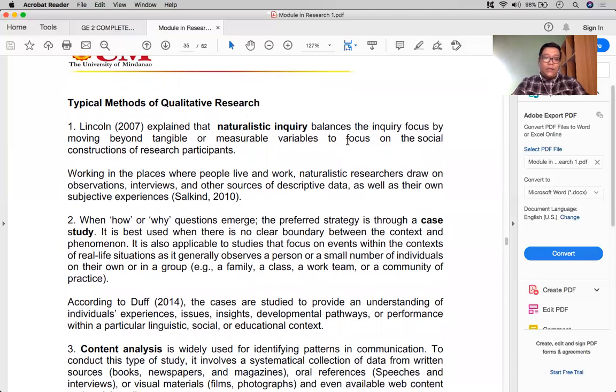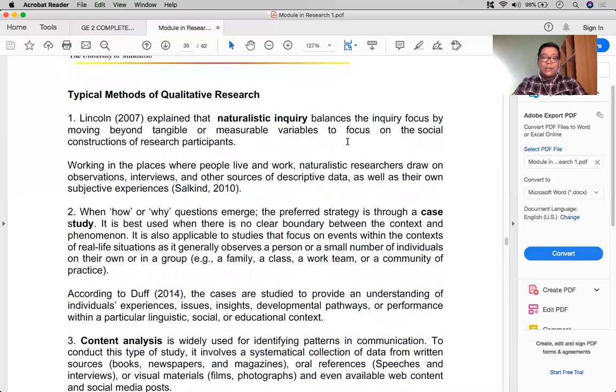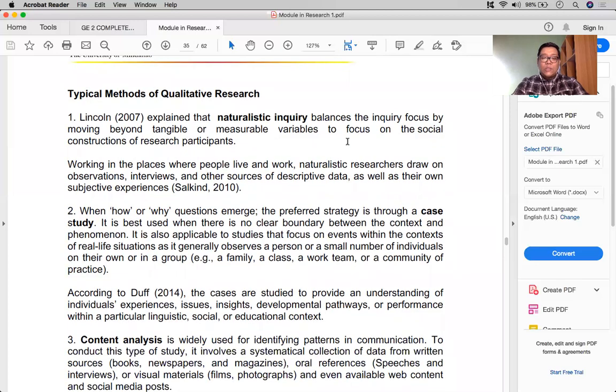So according to Duff in 2014, cases are studied to provide an understanding of individuals' experiences, issues, insights, developmental pathways, or performance within a particular linguistic, social, or educational context.